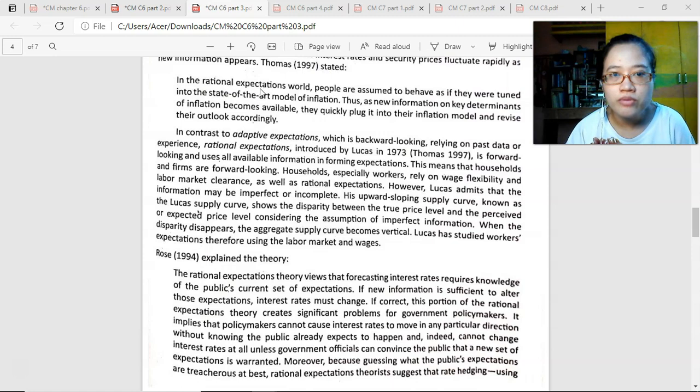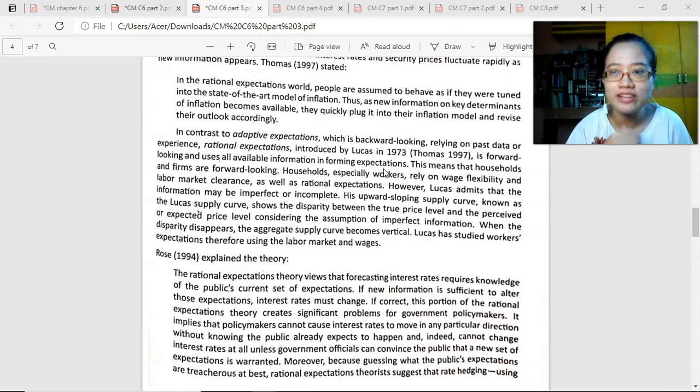Thomas stated, in the rational expectations world, people are assumed to behave as if they were tuned into the state-of-the-art model of inflation. Thus, as new information on key determinants of inflation becomes available, they quickly plug it into their inflation model and revise their outlook accordingly. Okay. In contrast to adaptive expectations, which is backward-looking, relying on past data or experience, rational expectations introduced by Lucas in 1973 is forward-looking and uses all available information in forming expectations.